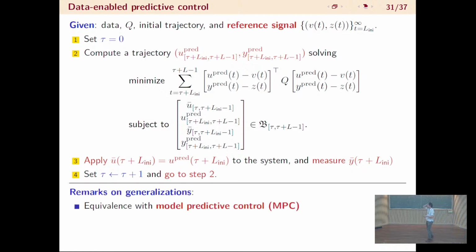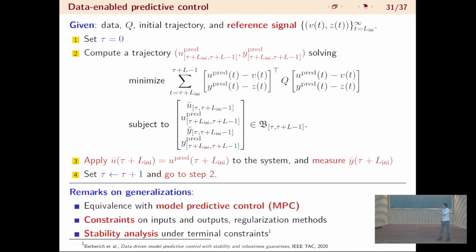Coulson and co-authors showed the equivalence with model predictive control under suitable assumptions. So in particular, you need to assume the controllability and persistency of excitation conditions of the fundamental lemma. And also the L ini needs to be larger than the lag of the system. As was mentioned already before, it's possible to include also constraints on the inputs and the outputs of the system. And there are also regularization methods to deal with noisy data. And finally, there's some follow-up work by Julian Berberich, who studied stability analysis of these data-driven predictive control schemes under some terminal constraints.